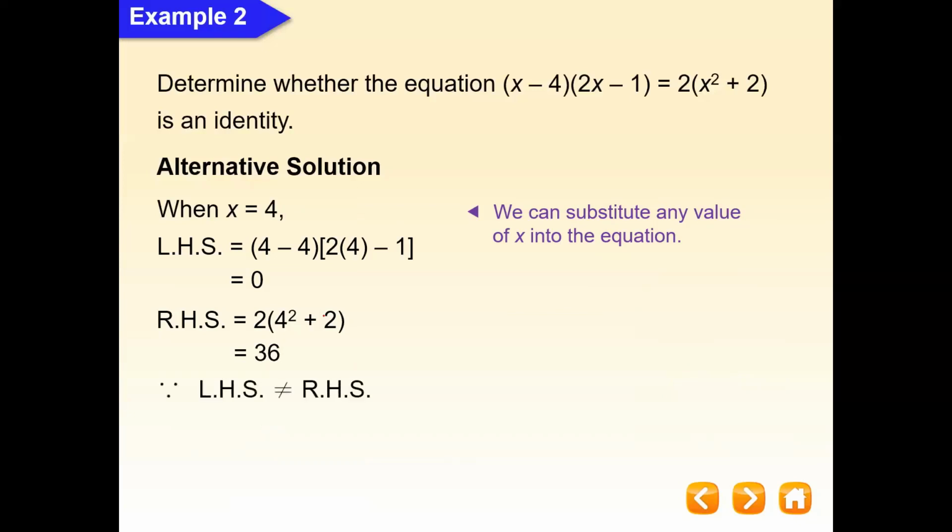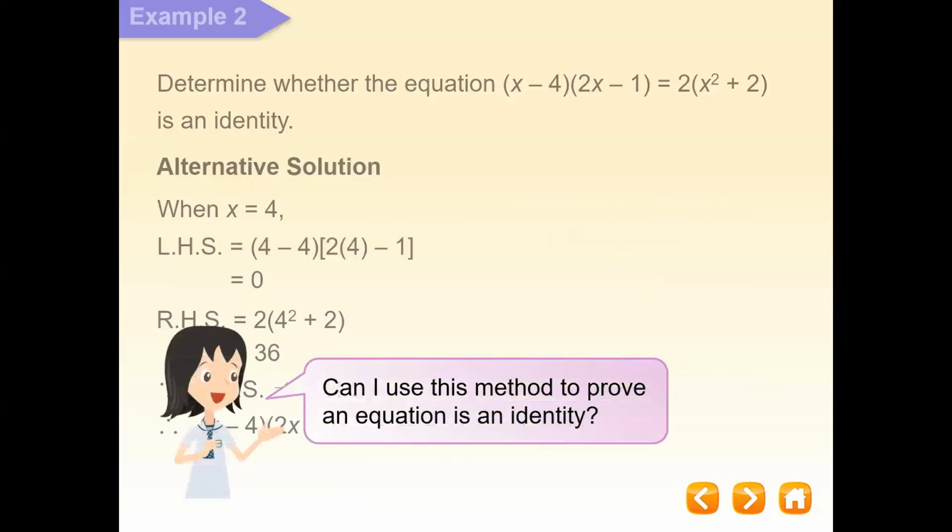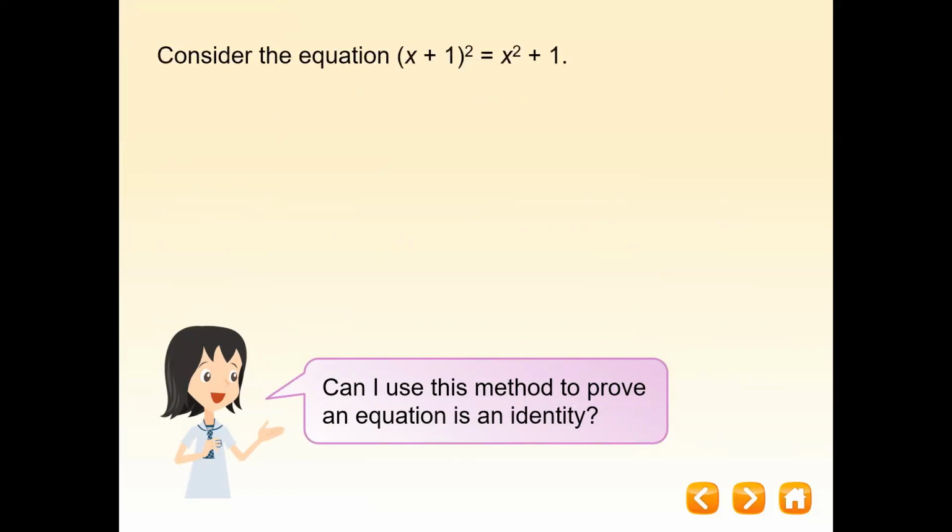Because left-hand side does not equal right-hand side, therefore (x - 4)(2x - 1) = 2(x squared + 2) is not an identity. You may wonder, can I use this method to prove an equation is an identity? Let's consider the following example.